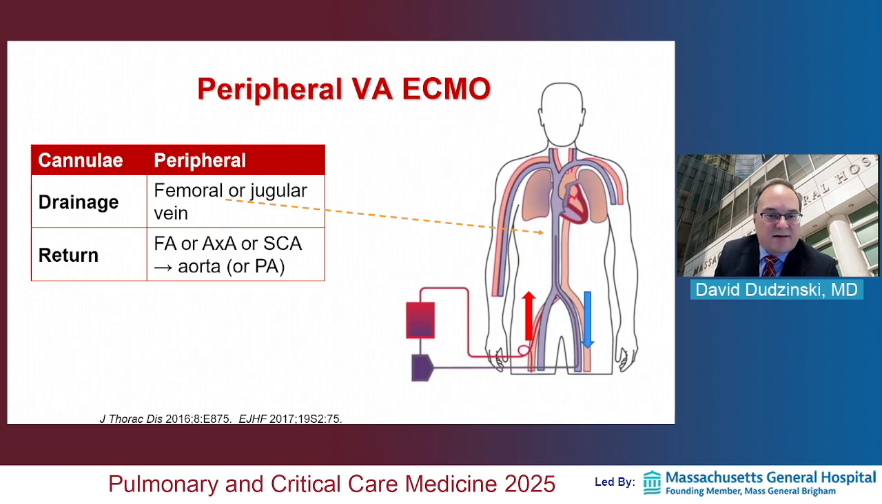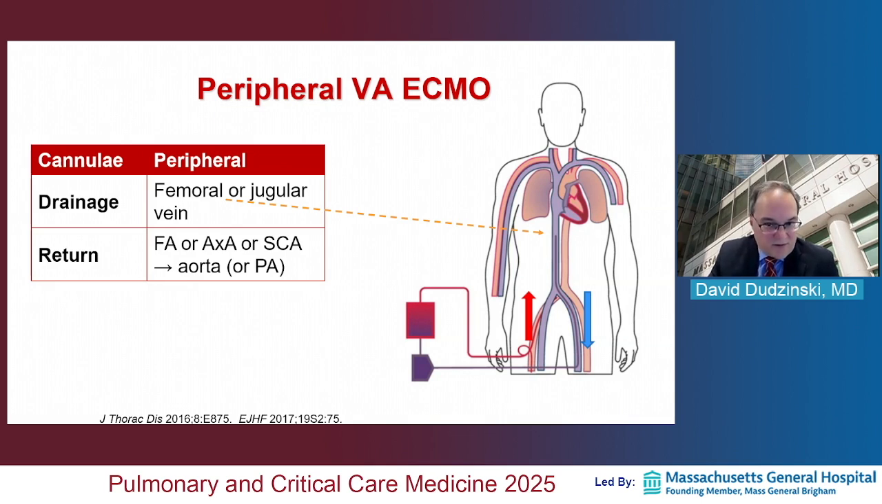So let's take a second and go through what VA ECMO is. This stands for veno-arterial extracorporeal membrane oxygenation. So you can see we're going to have a venous and an arterial limb. We have a pump, and this is the out-of-body extracorporeal circuit that's going to both oxygenate the blood as well as provide carbon dioxide clearance.